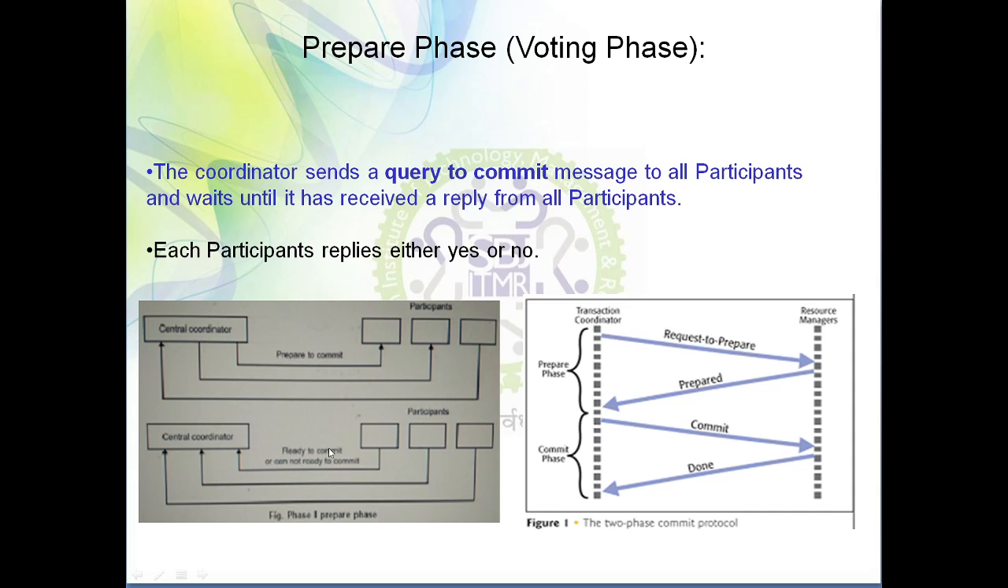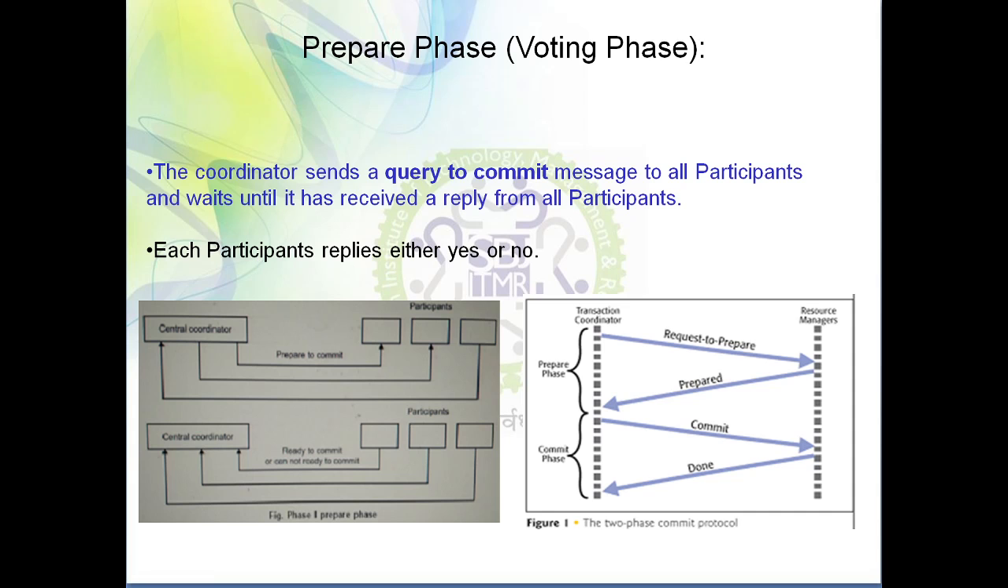Then the participants have to reply whether they are ready to commit or not. In this case, out of the three transactions, there may be a possibility that all three say yes, we are ready to commit, or two transactions say yes we are ready to commit and one says no, I am not ready to commit. So there are two possibilities, either yes or no. Simple thing is, the participant can give the answer in terms of yes or no: I am ready for commit, I am not ready for commit.